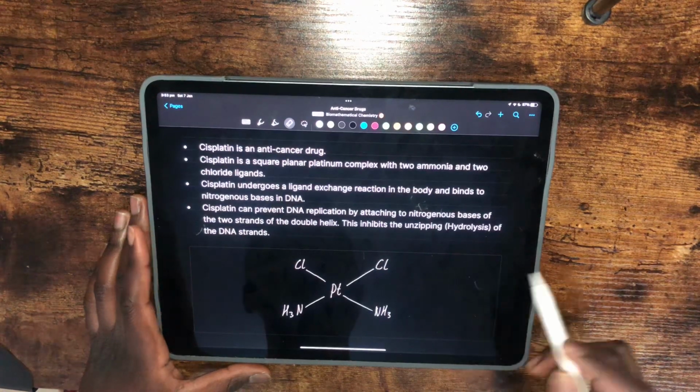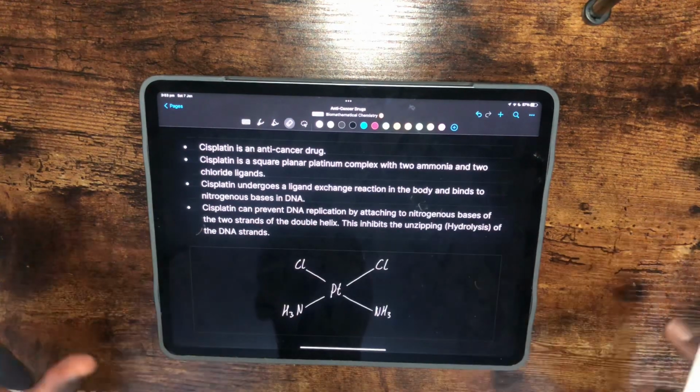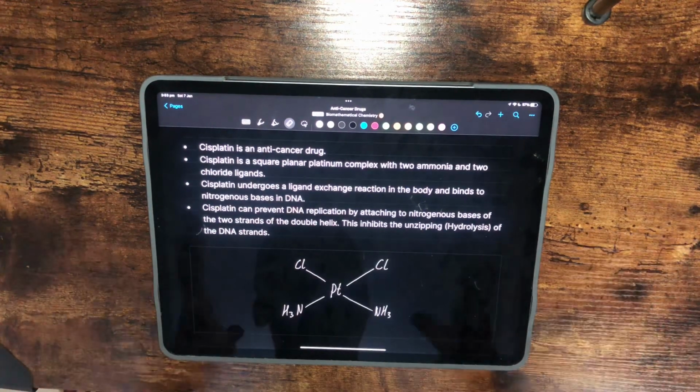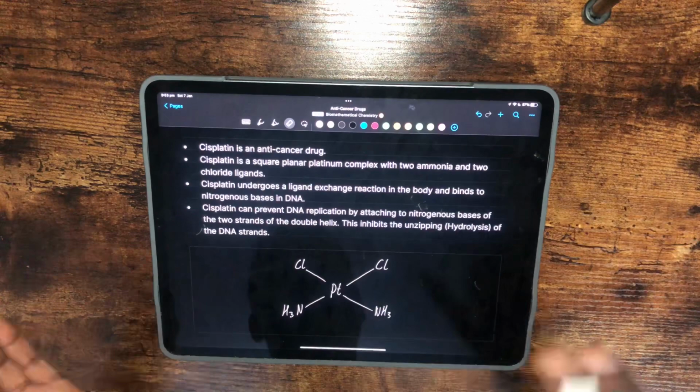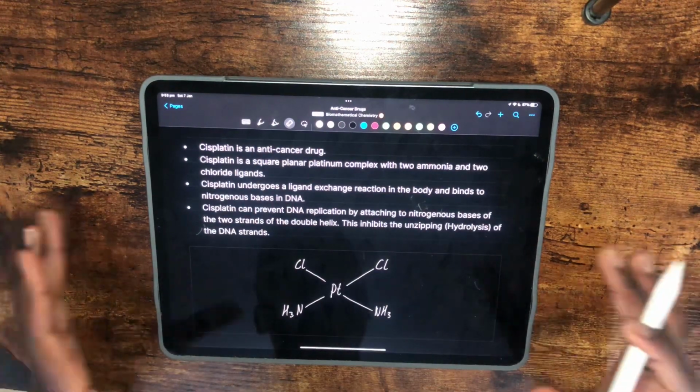And most of the time, they might just ask you to draw the shape. They won't ask you anything more about the structure of cisplatin apart from just drawing it out. And you know that cisplatin means same side. That's it. That's all you need to do.